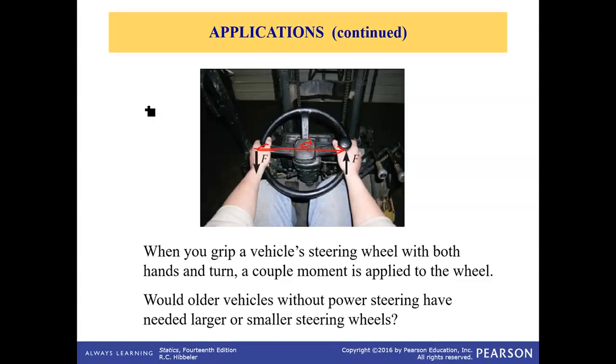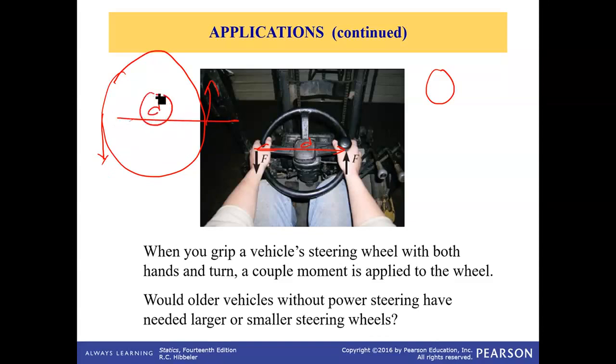If you compare cars from the 1970s and 80s, you will notice that they had bigger steering wheels compared to modern day cars. One of the reasons is that they used a mechanical system to turn the steering wheel, and that required a large amount of torque. To reduce the amount of force required by the driver, the size of the steering wheel was increased. That means it had a larger diameter to reduce the effort or force needed for the same couple moment.